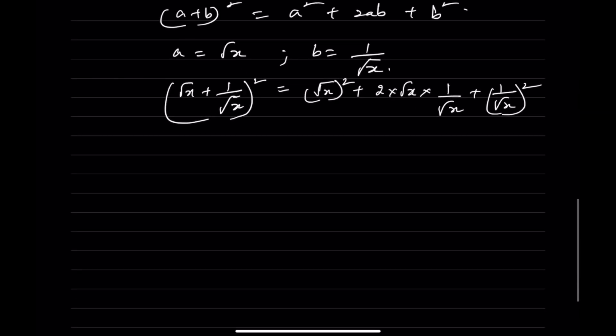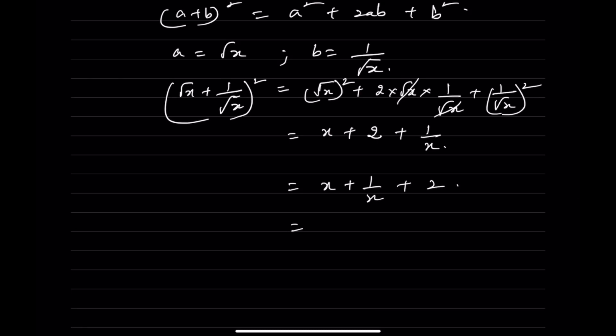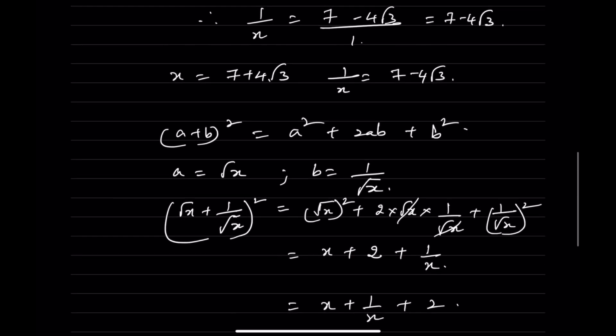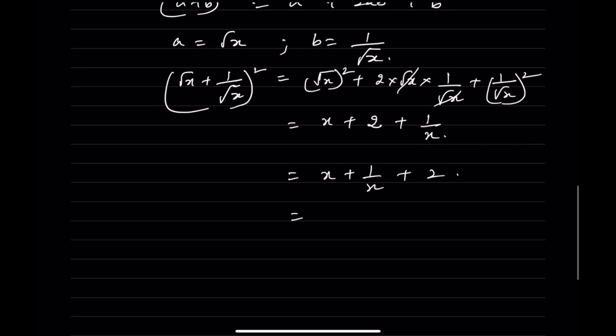So root x whole square is equal to x, plus, now root x will get cancelled, so you get 2, plus, now 1 by root x whole square is nothing but 1 by x. So we get x plus 1 by x plus 2. We know what x is equal to, and what 1 by x is equal to.